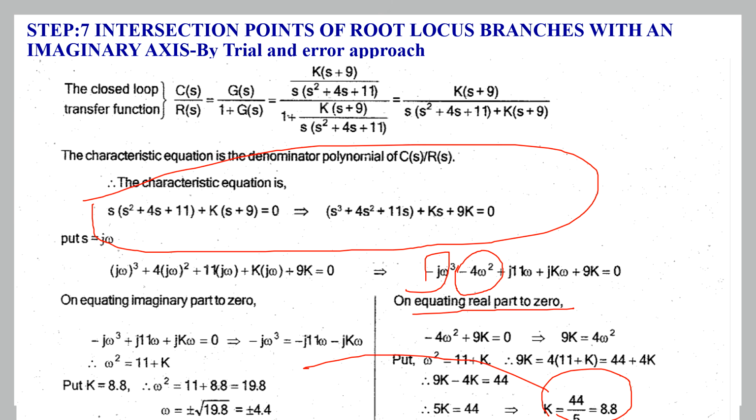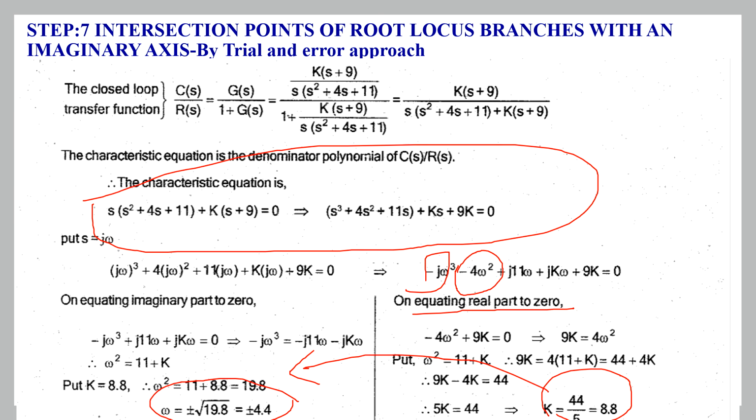Then substitute k as 8.8 in this equation and get omega. I got the value of omega as plus or minus 4.44. As k is positive, there is an intersection at plus or minus j4.44. If k is negative, there is no intersection. It means the two branches will follow the angle of departure and then cut the points plus or minus j4.44 and approach infinity in search of zeros. Right?